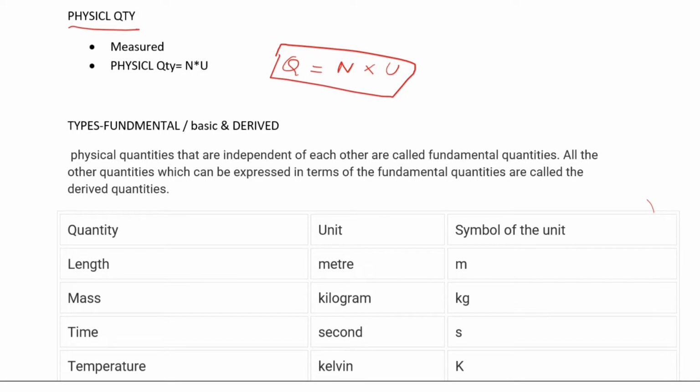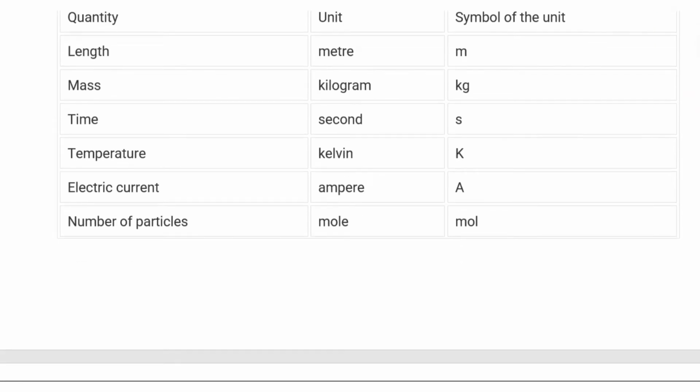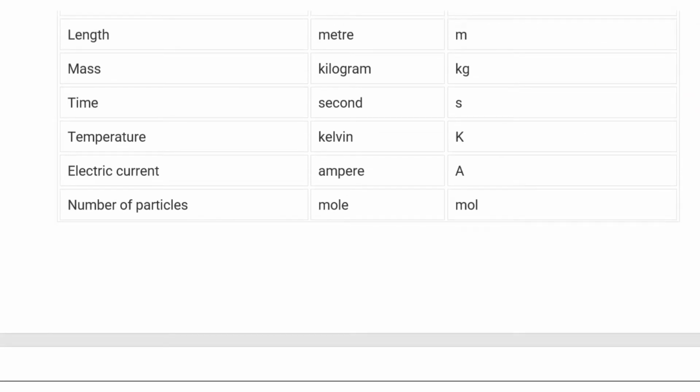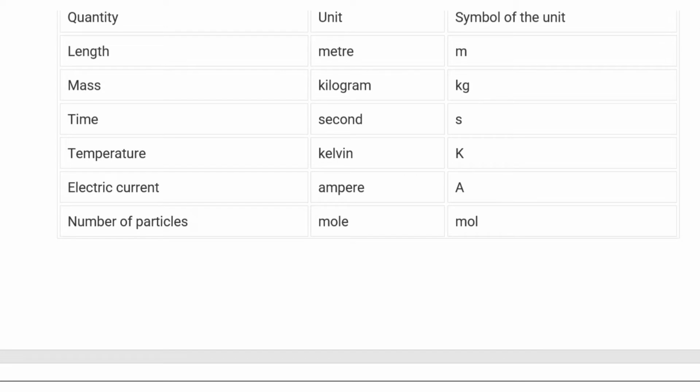We can classify physical quantities into two types: fundamental quantities, and the second one, derived quantities. Fundamental quantities are those quantities which are independent of each other, and derived quantities are dependent on these fundamental quantities. So although a large number of physical quantities appear in nature, we need only a limited number of units for expressing all the physical quantities, since they are all interrelated with one another.